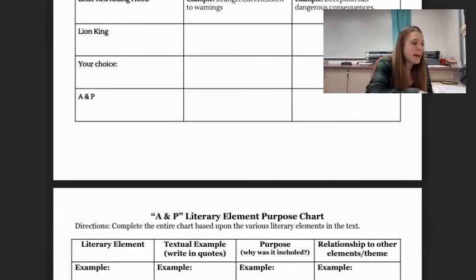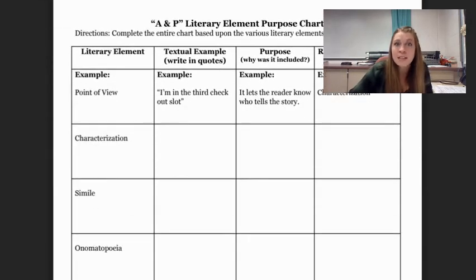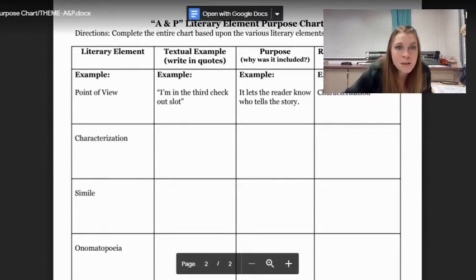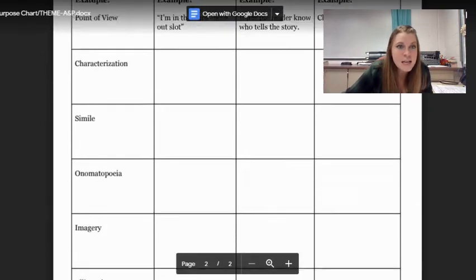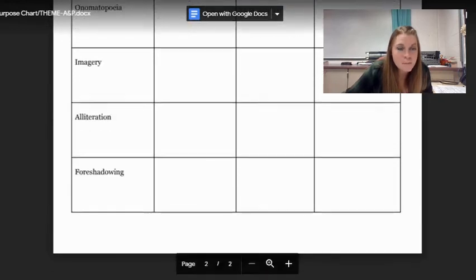Okay. Now, the second part. If you're watching this and following along, just pause now and do this part, and then whenever you're ready, unpause it. I'm going to go over the next part now. In regard to AMP, you're going to complete this entire chart based upon the various literary elements in the text. Here are just some for you, but you have to fill all of these out.